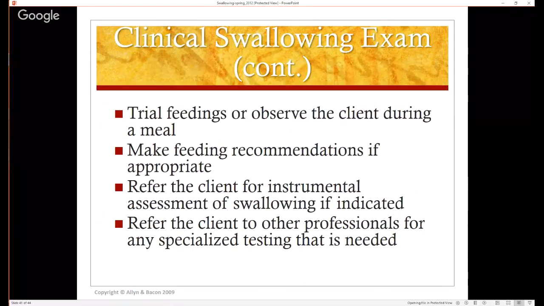Trial feedings or an observation of the client during a meal will take place, and feeding recommendations, if appropriate, will be made, and the client will be referred for instrumental assessment of swallowing if it's indicated. And then there'll be a referral for the client to other professionals for any other specialized testing that is needed.